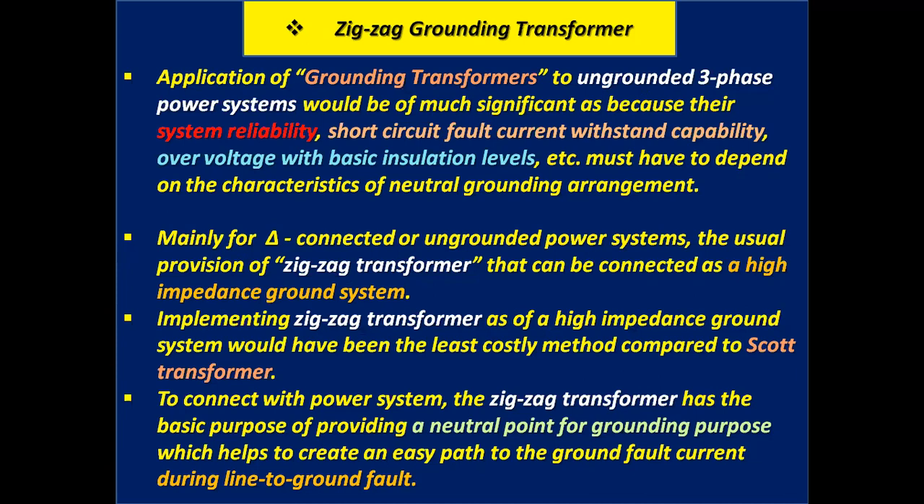Mainly for delta connected or ungrounded power systems, the usual provision is a zigzag transformer that can be connected as a high impedance ground system. Implementing a zigzag transformer as a high impedance ground system would be the least costly method compared to Scott connected transformers. To connect with the power system, the zigzag transformer has the basic purpose of providing a neutral point for grounding, which helps to create an easy path for ground fault current during a line to ground fault.